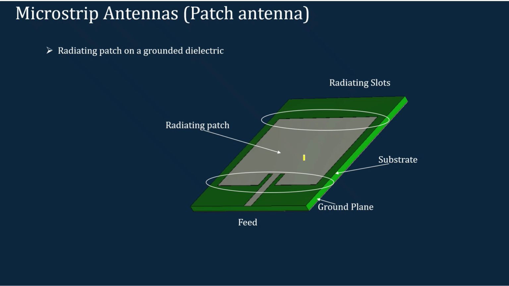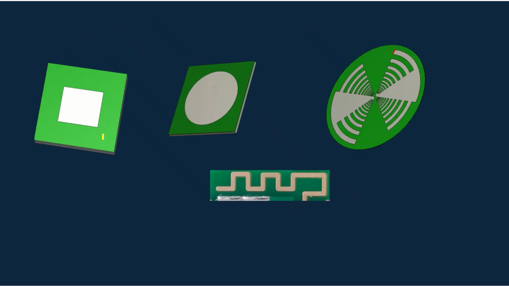The shape of this radiating patch can be of different types like rectangular, circular, or different types of meandering structures. These can be based on our requirements, like the frequency requirement, radiation pattern requirement, and polarization requirement. So based on that, we can choose different types of geometries.